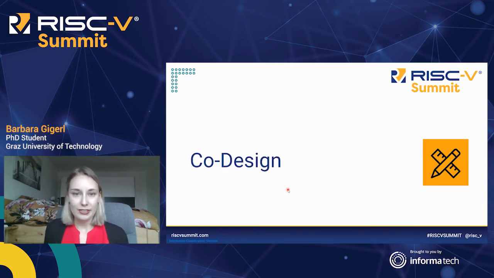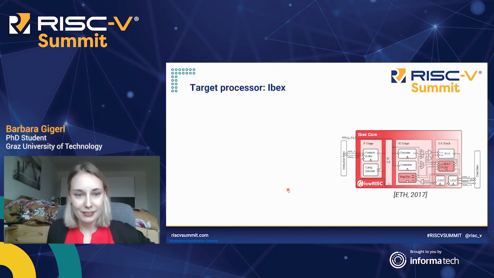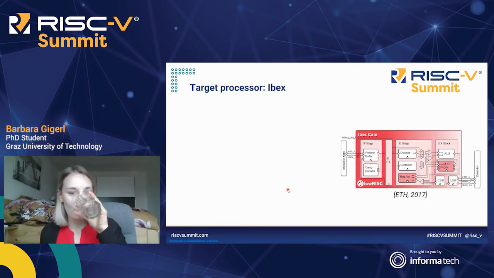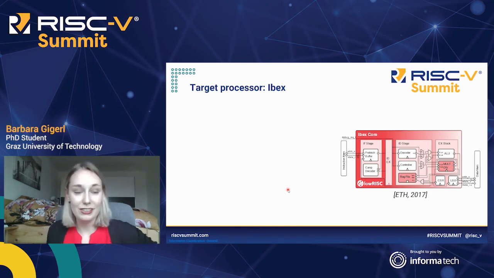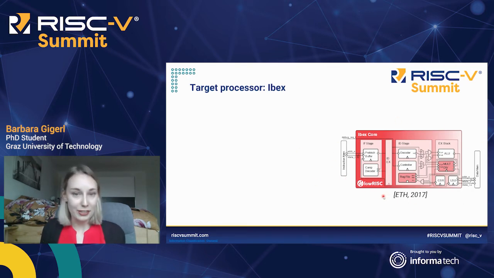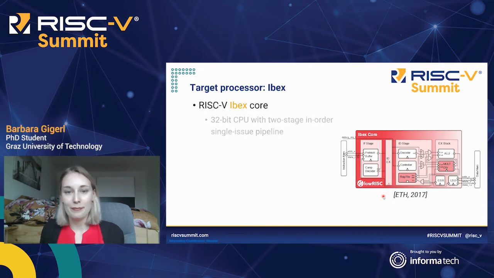So now you've seen how our verification tool works. Now I want to show you how we can design a processor with this approach, which allows the secure and leakage-free execution of masked software implementations. We selected the Ibex core as our target processor. The Ibex core is a RISC-V core. You can see it here in this nice image, which has 32-bit registers and a two-stage pipeline.